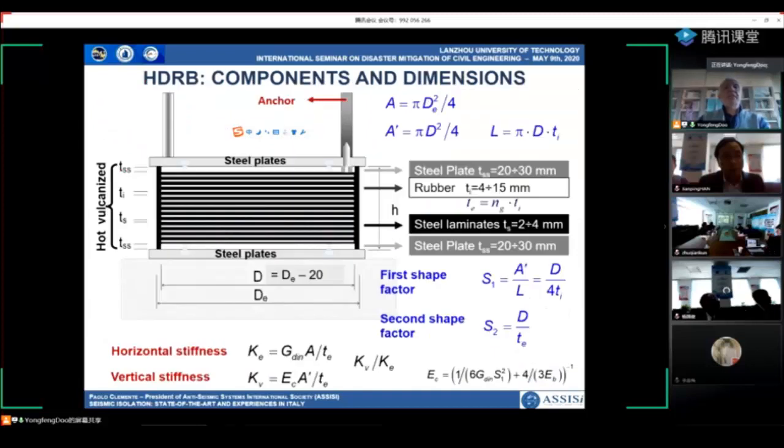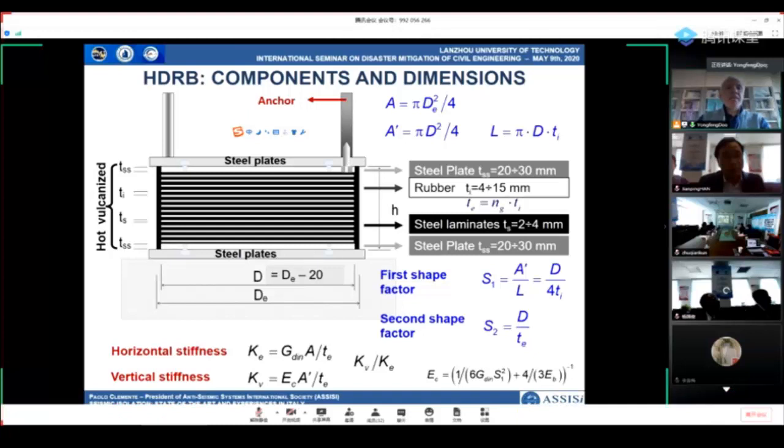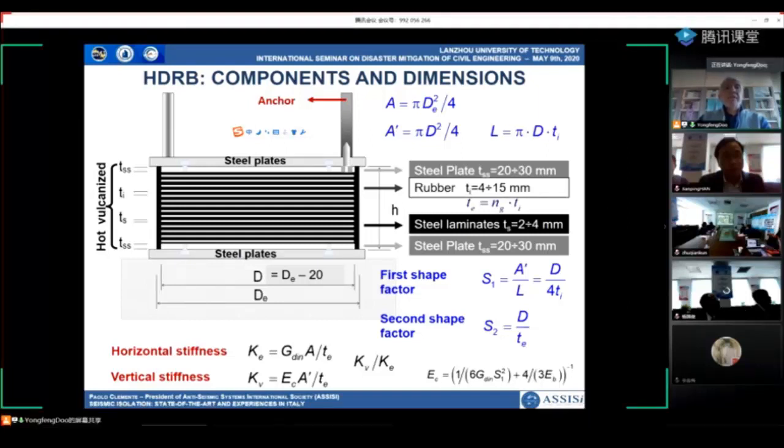Let's start from the elastomeric bearings. They have a cylindrical shape with external diameter d. They are made of N horizontal rubber layers, steel laminates of diameter a little smaller than d, and 2 steel plates of bigger thickness at the top and at the bottom. This is the hot vulcanized portion. Then we have two steel plates, upper and lower, each with at least 4 anchors for the superstructure and the substructure. We define the first shape factor, S1, which is related to local instability, and the second shape factor related to global instability.